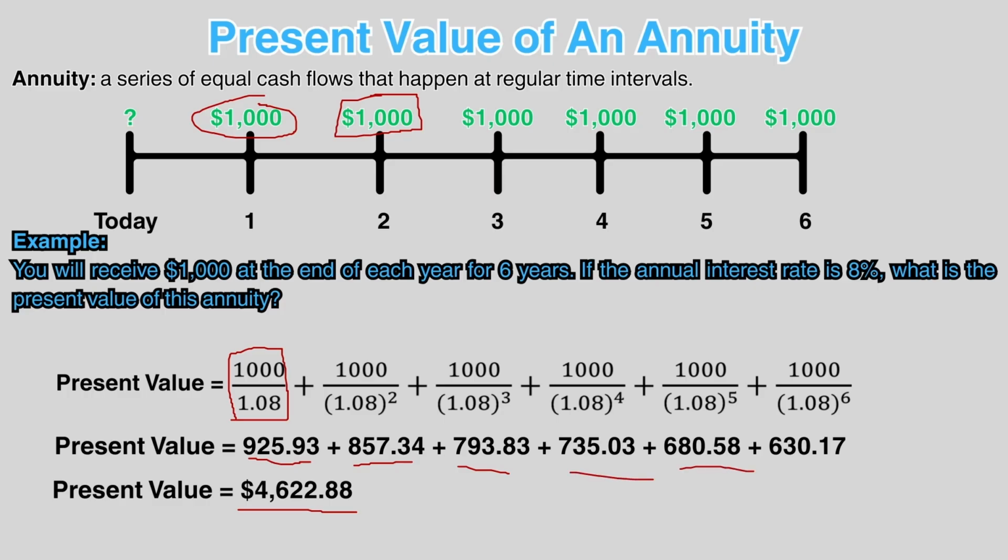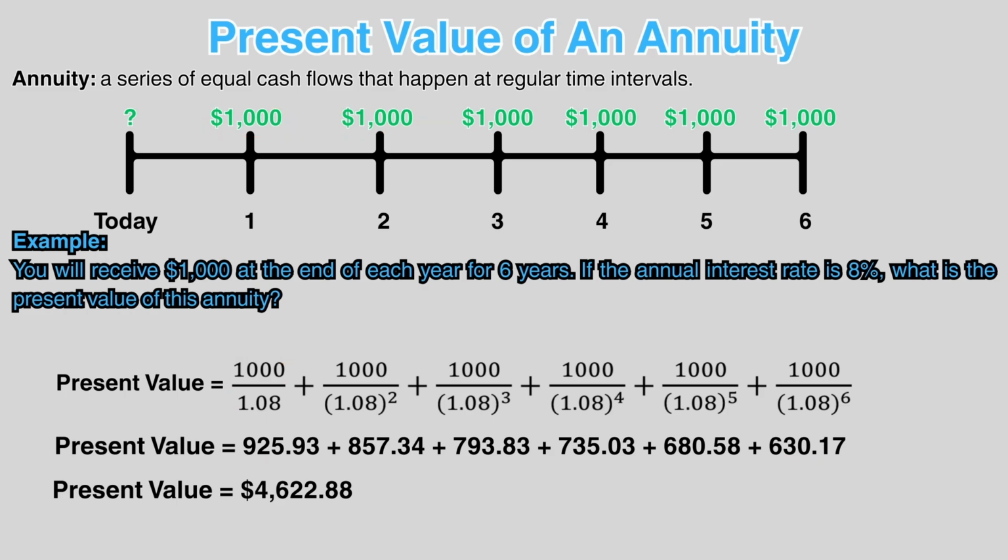That is just another example of the time value of money. $1,000 in 6 years isn't worth to us as much today as $1,000 in 1 year, because we'd rather have the $1,000 in 1 year, and then we can invest it and do other things with it. So $1,000 in 6 years is only worth $630.17 to us today, when $1,000 in 1 year is worth $925.93.